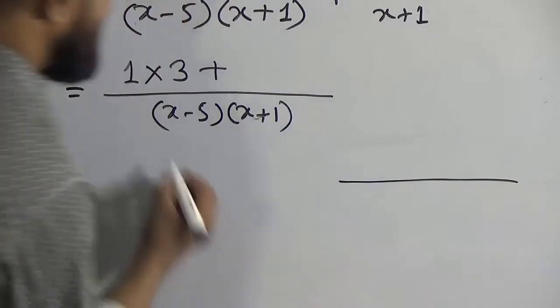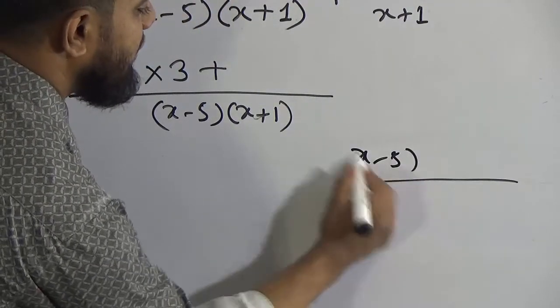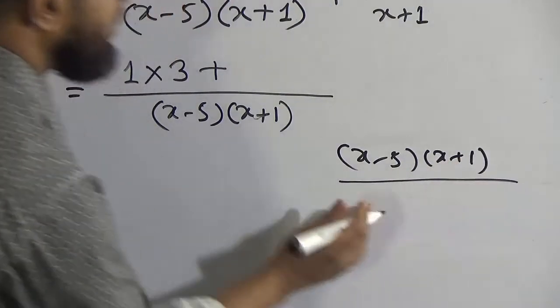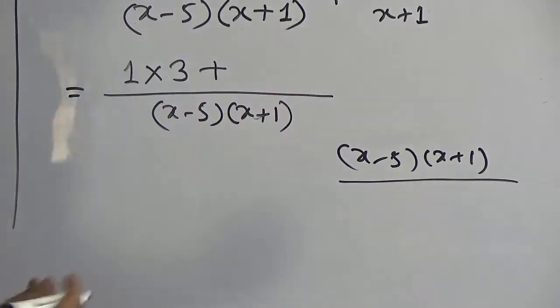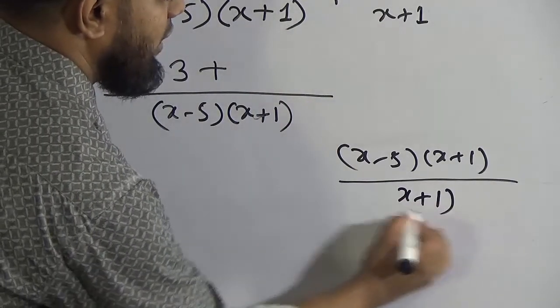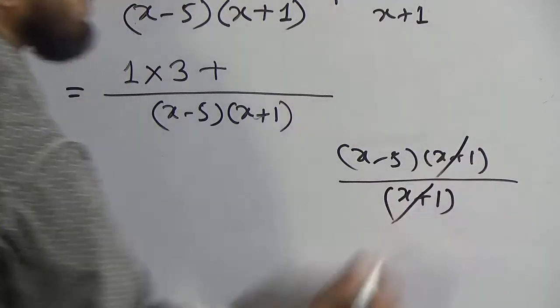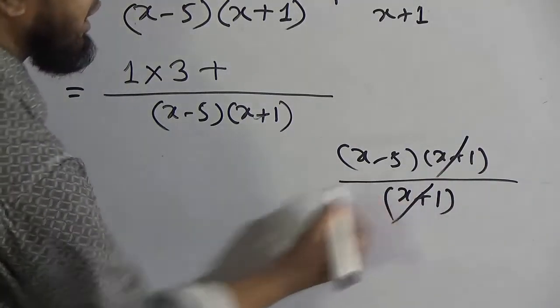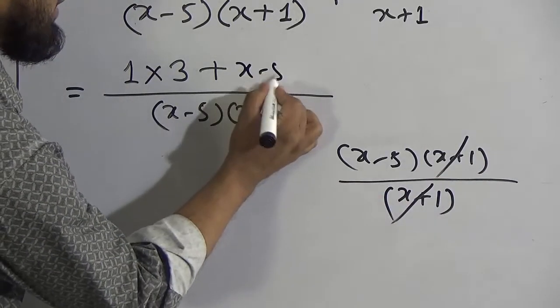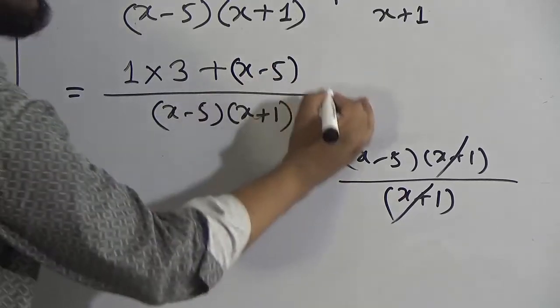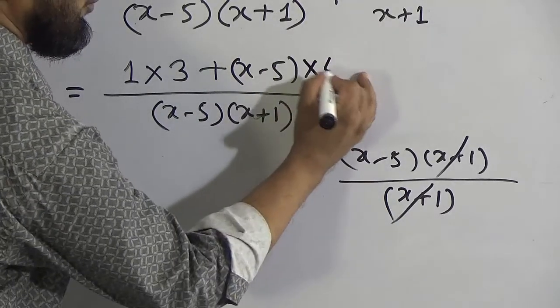Now the LCM is here again, x minus 5, x plus 1. This one needs to be divided by the second fraction's denominator, x plus 1. If we divide this one, then this x plus 1 will be cut down. We'll have x minus 5 as our result. Need to multiply with the numerator 4.